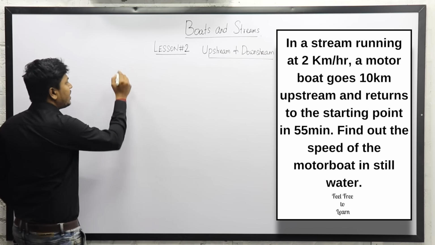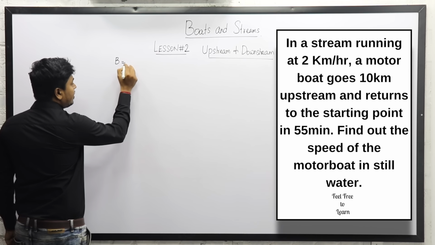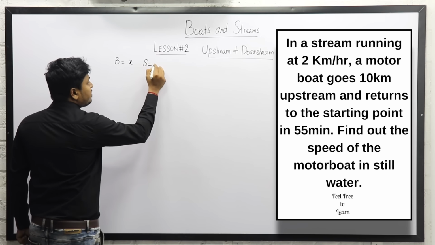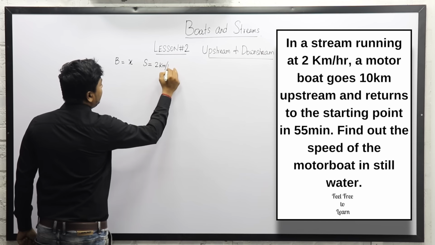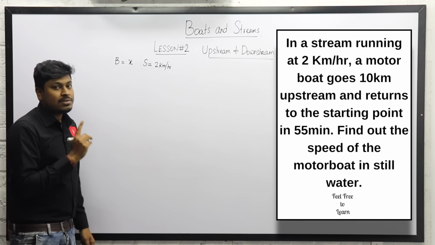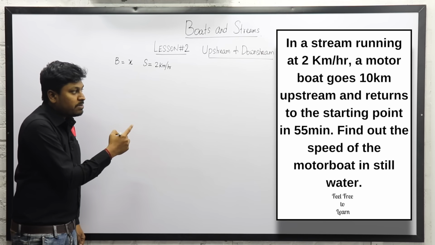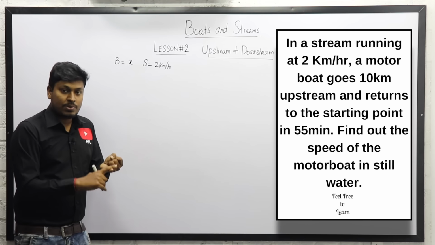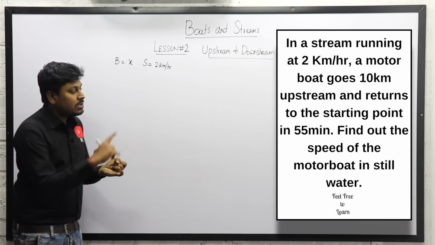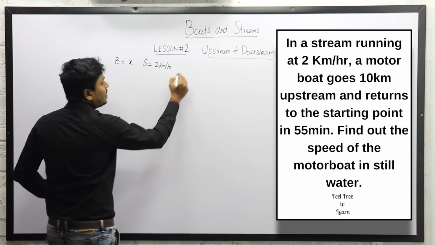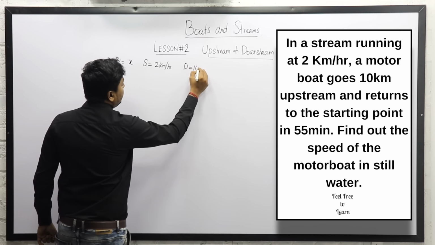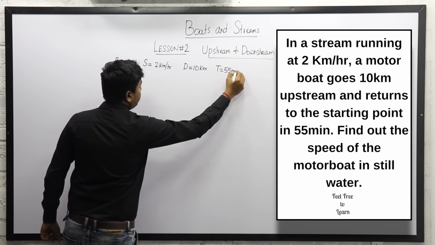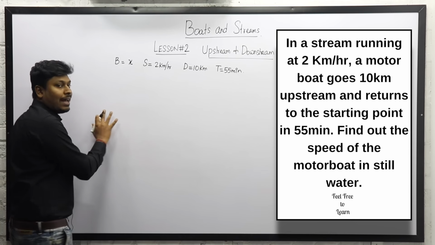So just listen here, we don't know the boat speed, so let me assume it as x. But we know the stream speed, which is 2 km per hour. Is the distance given? Yes, the distance is also given. You can see 10 km upstream and return to the starting point in 55 minutes. Distance is also given and the total time taken is also given, which is 55 minutes. So all these values are directly given.